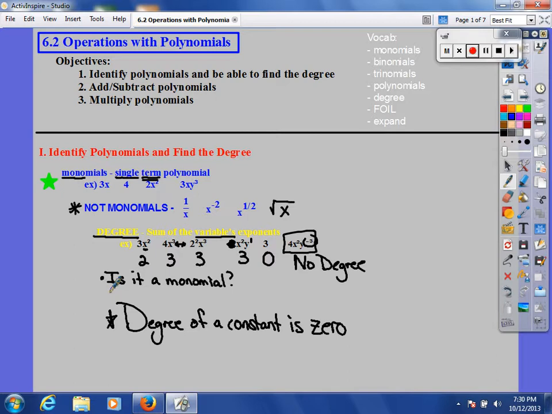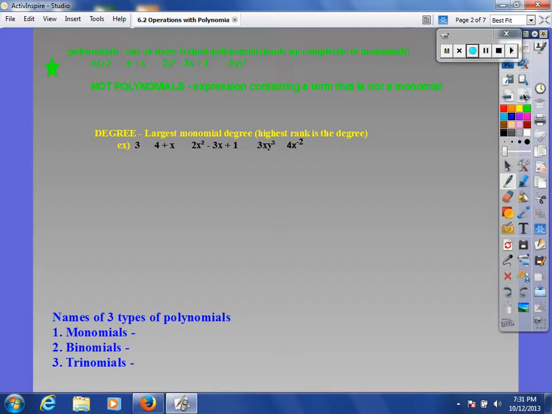So make sure to ask this question first: is it a monomial? How do I know? It's a single term that doesn't fall into one of those categories. Okay? Moving on, if we take a look now at a polynomial. The prefix poly means many, and for us it's going to be one or more monomials. So polynomials are made up completely of monomials. If I'm asking if it's a polynomial, it has to be made up of monomials. So we have to know what a monomial is in order to figure out if it's a polynomial.